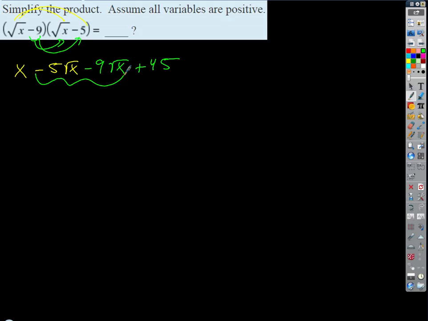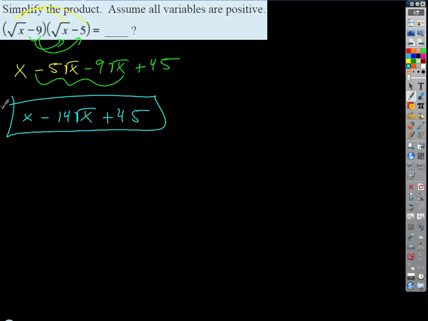Right? I get -5 square roots of x plus -9 square roots of x, and so that's just -14 of them. So my final answer is just x minus 14 square roots of x plus 45. Okay? You good? Okay? Getting there. We're almost at the end.